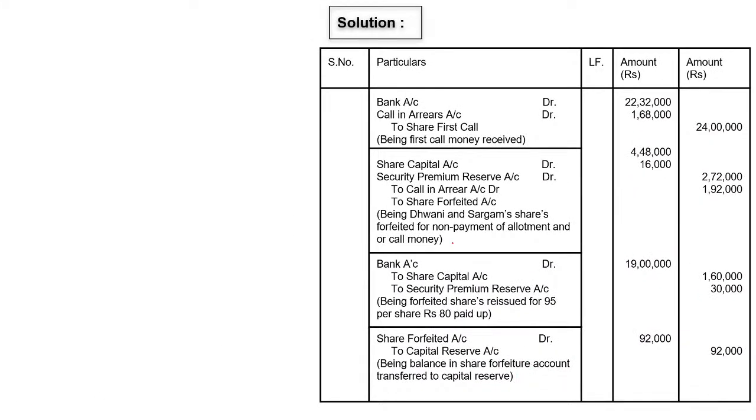So now when you pass the journal entry for first call, it will be bank account debit, calls in arrears account debit, to share first call. First call due is 24 lakh. Calls in arrears are 1,68,000, and bank will be debited by the difference amount. So 24 lakh minus 1,68,000, bank will be debited by 22,32,000. This is how much money is received on first call.